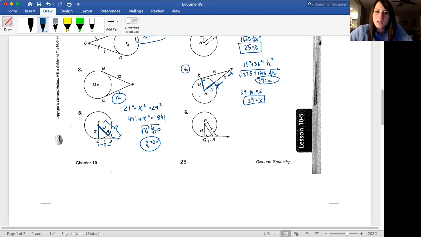We're looking for this entire length. That's the hypotenuse. This is going to form a right angle. So we have 24 squared plus 17 squared equals x squared. 576. 289. Add them together. 865. Square rooted. Decimal. 29.4. Okay, I believe that's right, hopefully.